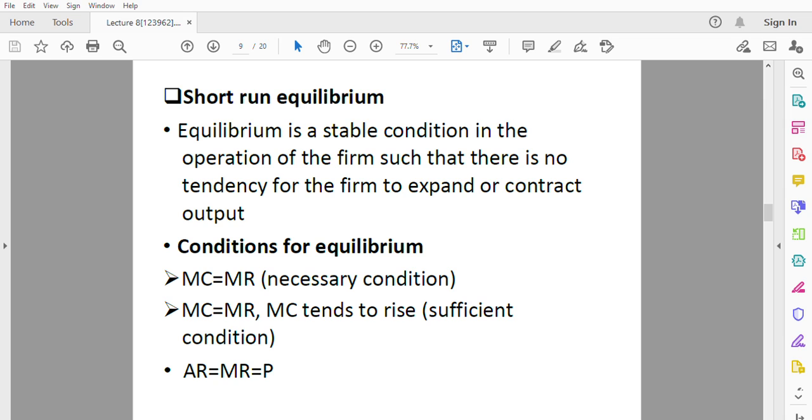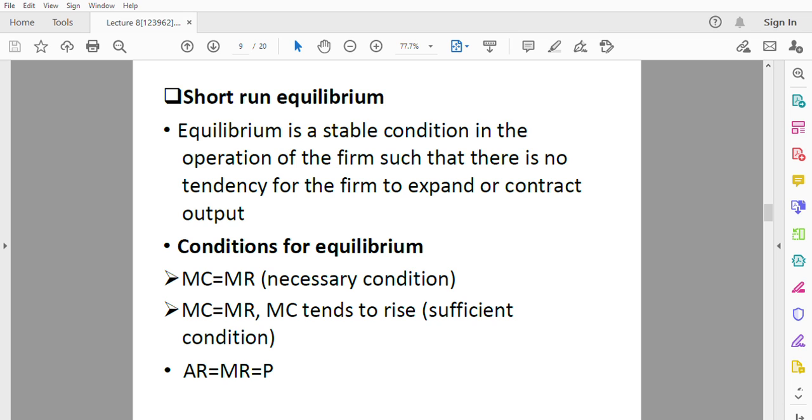In a perfect competitive market, there are two conditions for a firm to be considered to be in equilibrium. The first condition is called the necessary condition. This condition states that the marginal cost should be equal to the marginal revenue. This condition is not enough, so we add the sufficient condition. The sufficient condition states that when the marginal cost is equal to marginal revenue, marginal cost must be rising. Marginal cost must have a rising trend. That is the sufficient condition.